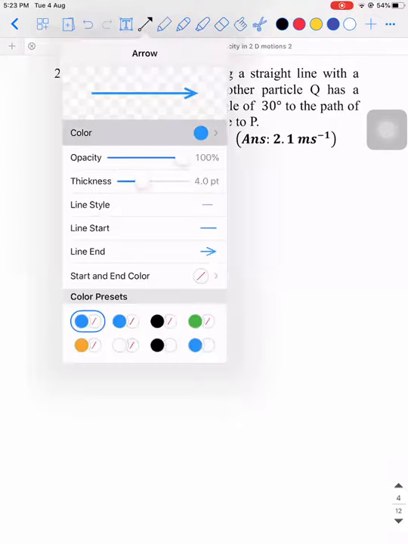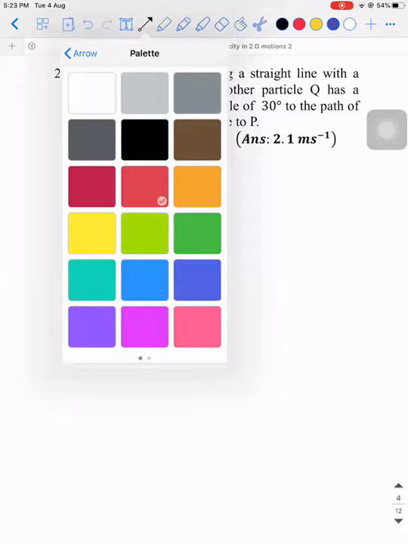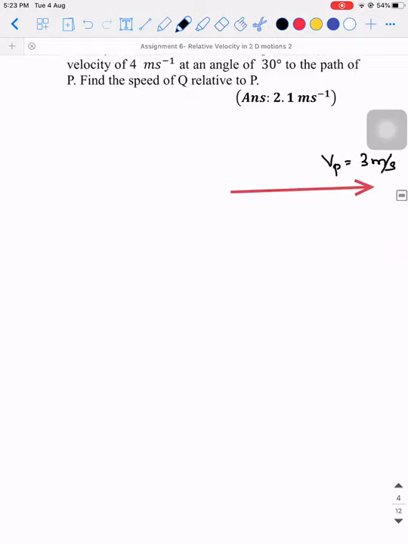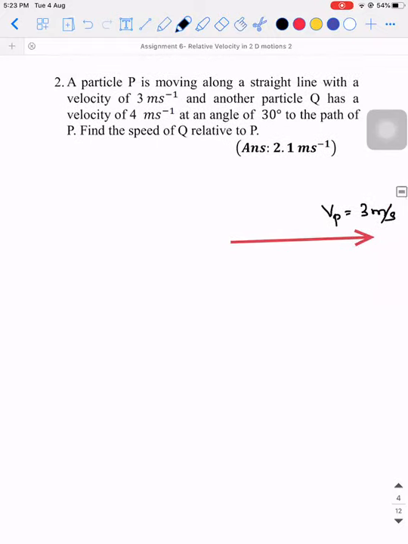Okay, let me give a different color. Take red. So there is a person who is moving like this. So this is going to be the velocity of the particle, and the velocity of the particle is 3 meter per second. Am I right? Now what are they telling about Q? There is another particle Q that has a velocity of 4 meters per second and is moving at an angle of 30 degrees to the path of P. Let's say Q is moving somewhere like this, right? Then what is the velocity of Q? It is 4 meter per second. And how much is the angle made by it? It is making an angle of 30 degrees.